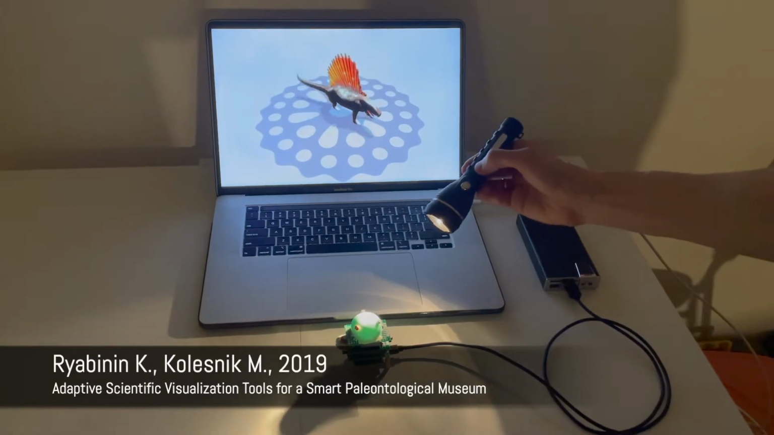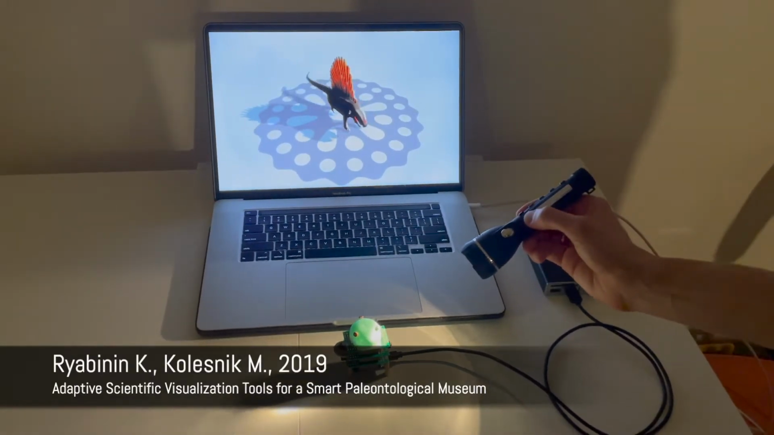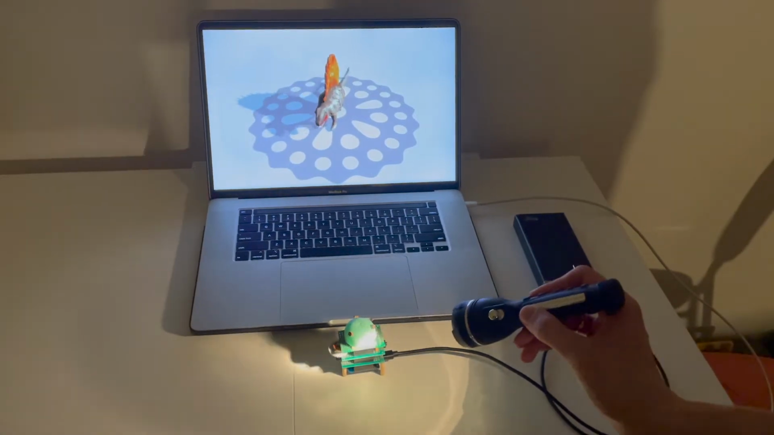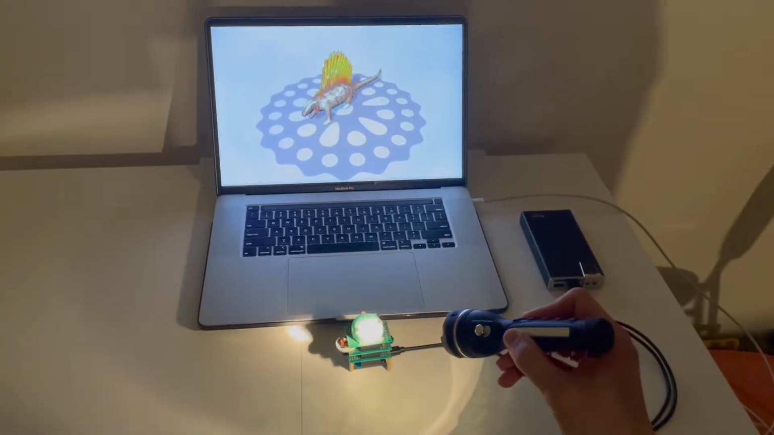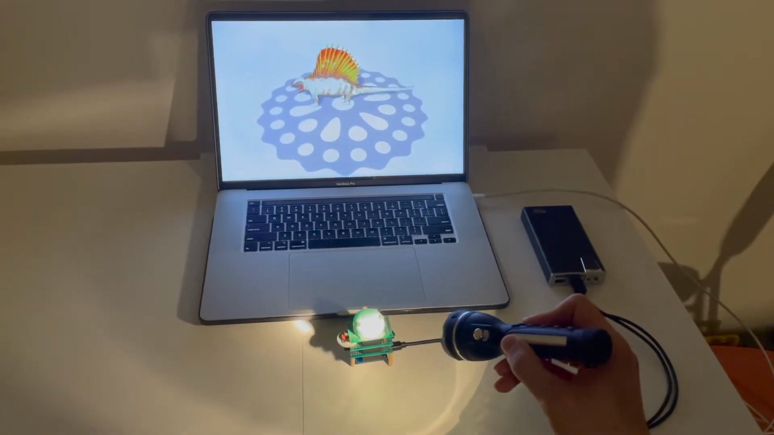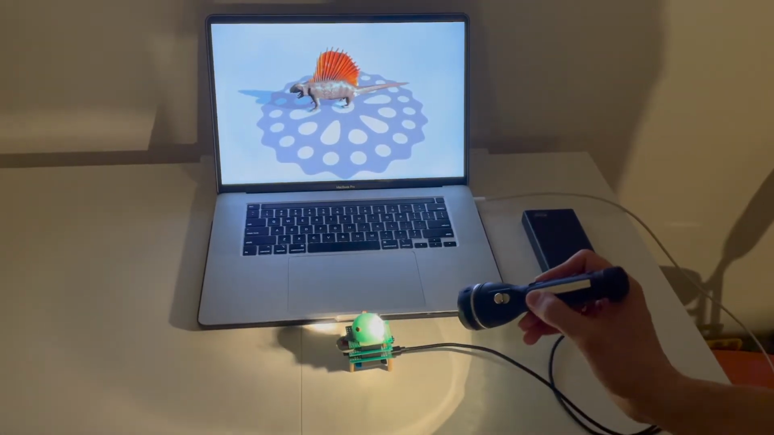This is a paleontological museum exhibit that demonstrates the hypothetical behavior of Dimetrodon grandis, an extinct Permian synapsid. This animal might have used its spine sail to bask in the sun, rotating its body towards the sunlight.